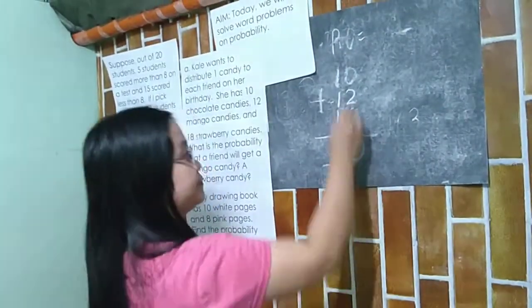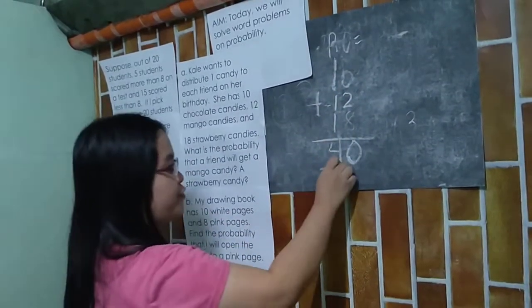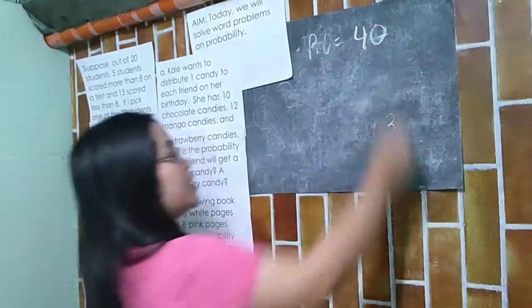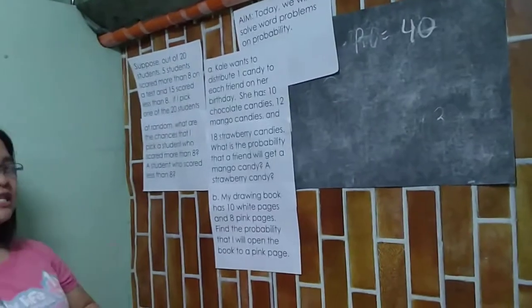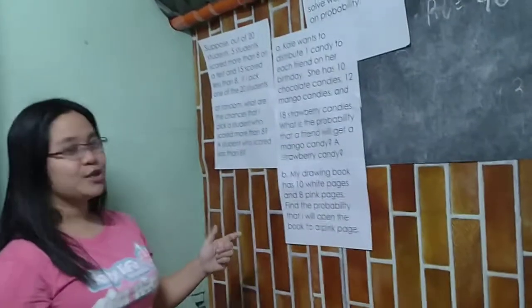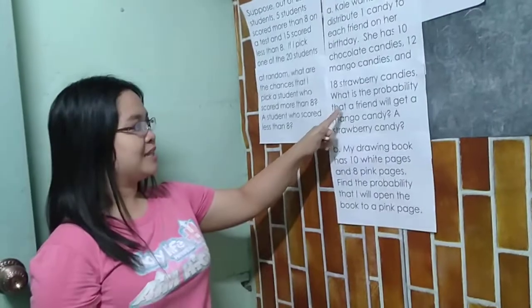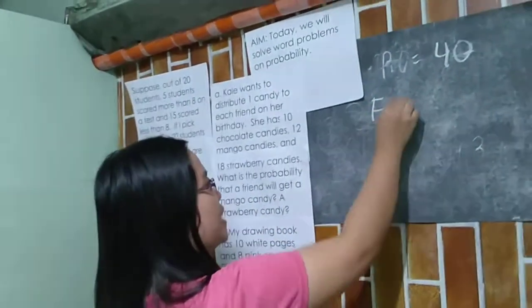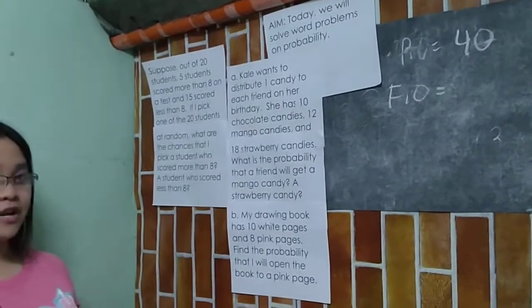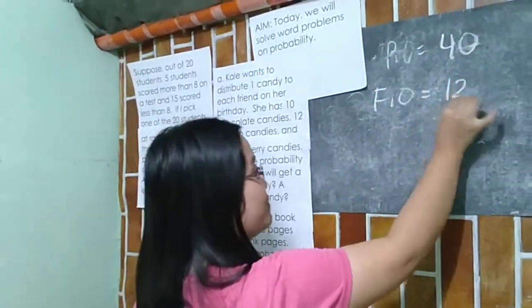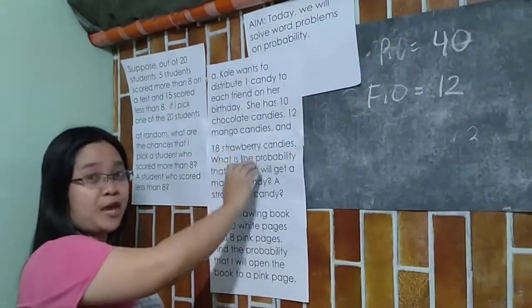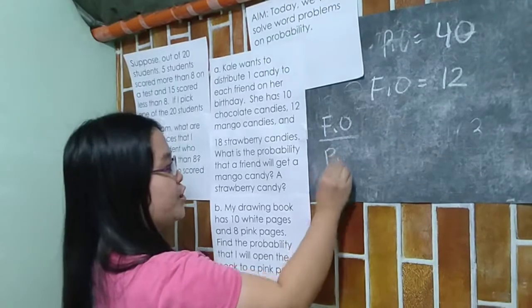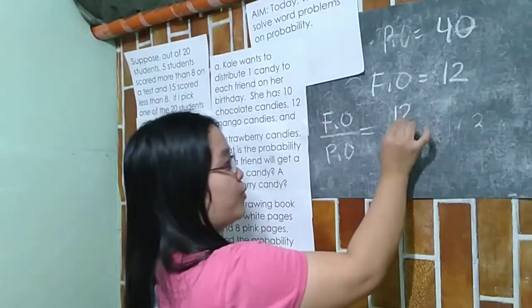2 plus 8 is 10. So 1 plus 1 plus 1 plus 1 is 4. So the possible outcome for this given number or problem rather is 40. Okay? So now, since we already have the possible outcome 40, let's answer the question one by one. So what is the probability that a friend will get a mango candy? Now, so look for the data showing how many mango candies are there. So it's 12. So now, 12 is our favorable outcome.